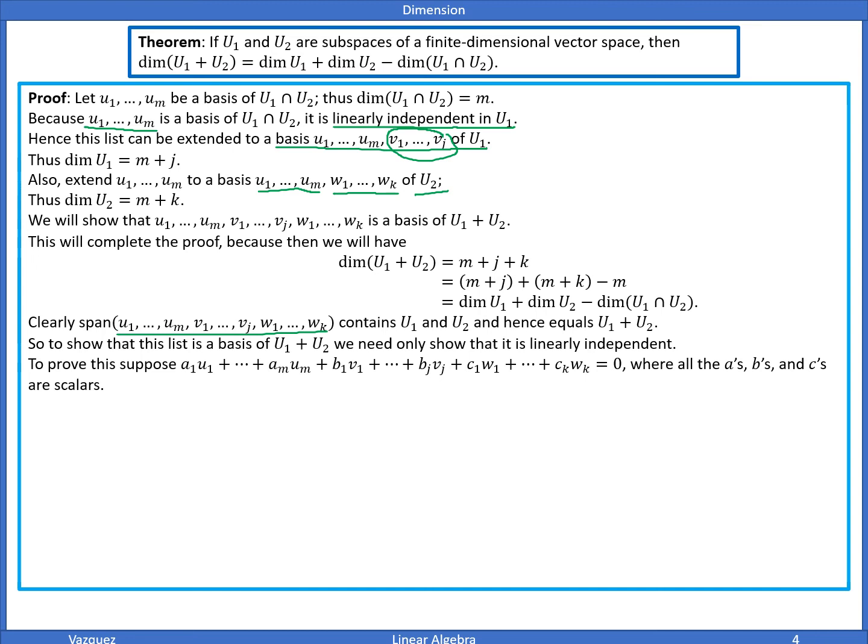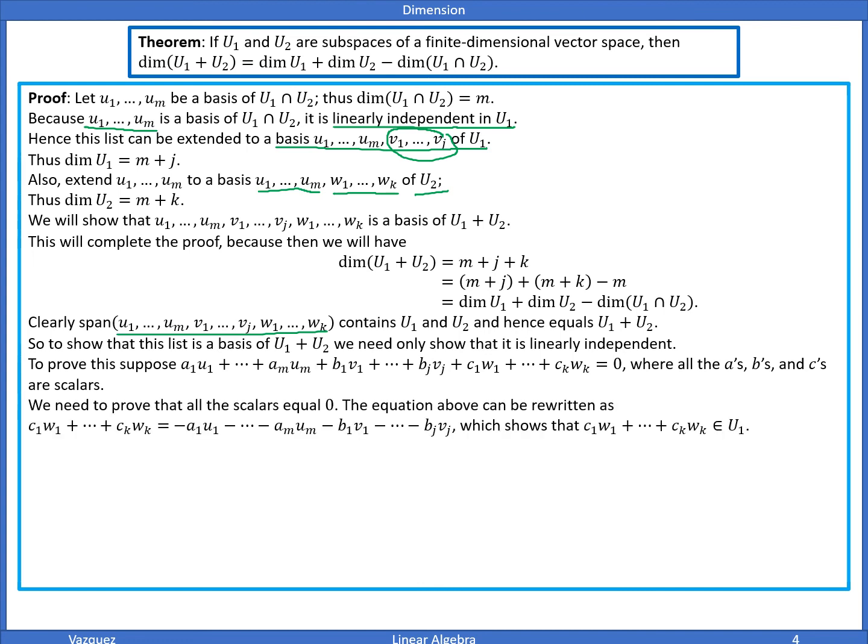So we're going to suppose that this long linear combination of all these vectors is equal to 0, where all the A's, B's, and C's are scalars, right? Just as we would show that any vectors are linearly independent. We're going to set it equal to 0 and see if we can get the result that all the scalars are 0 or have to be 0. Oh, well, that's just what I said.